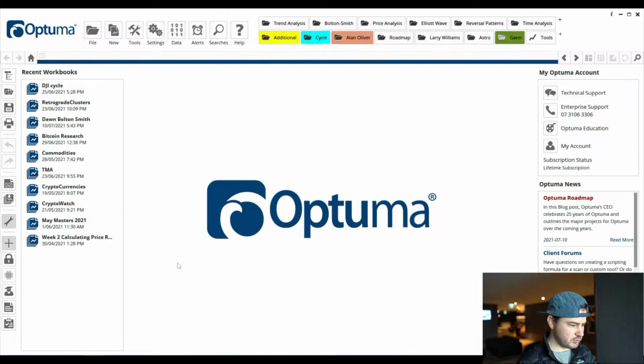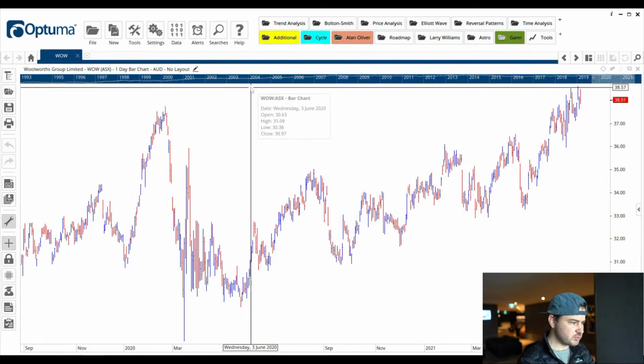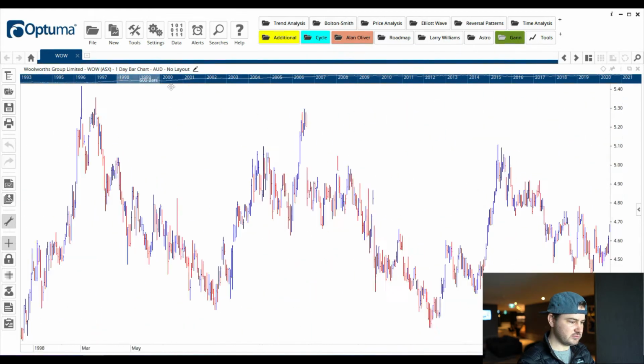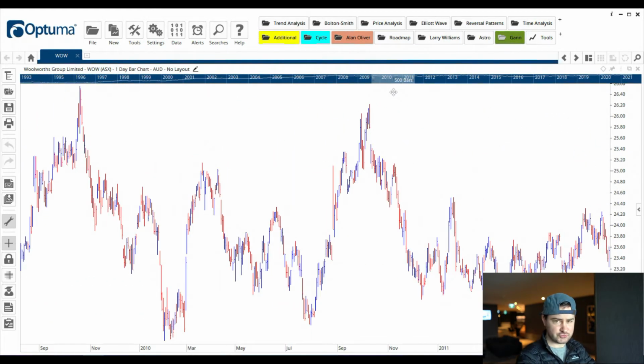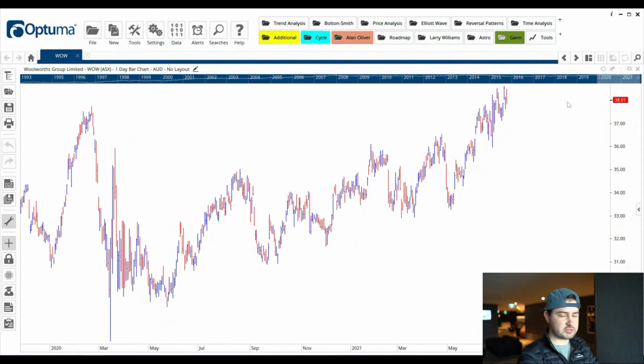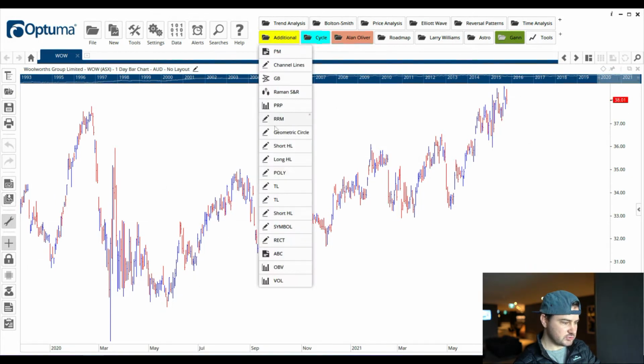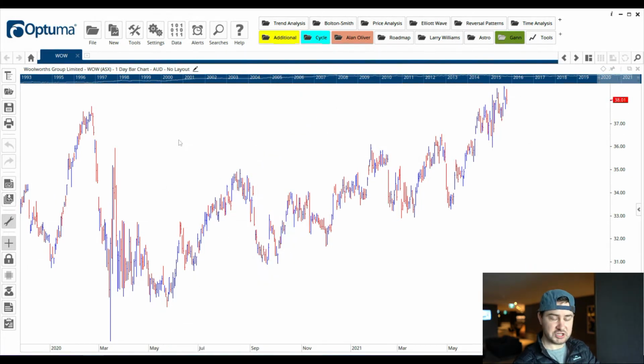So I've got the chart package up, which we use Optima here. I'm just going to open up a stock, and let's just use Woolworths in this example. Now the reason why I'm using Woolworths is because we have a lot of data. It's a very fluctuating stock with very good trends. And I'm going to show you the steps that I do to actually find these active support and resistance levels, I should say, and the process that you might want to take to actually mimic the process that I'm using for this, okay?